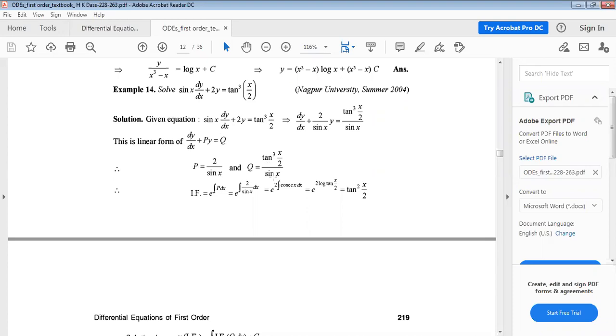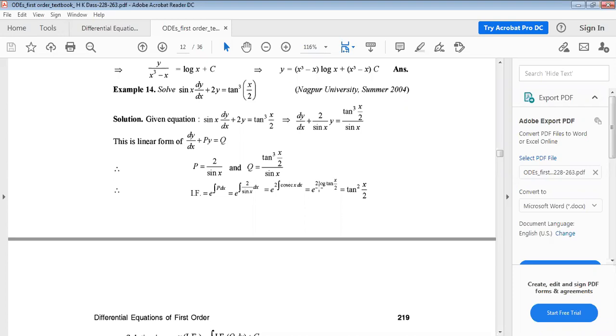In every example you have to solve like this, just separating p and q, then the integrating factor will be e to the power integration of p dx. So p equals 2 by sin x. 1 by sin x means cosec x, a trigonometric property. The integration of cosec x will be log tan x by 2. This is the integral formula. You have to remember this.